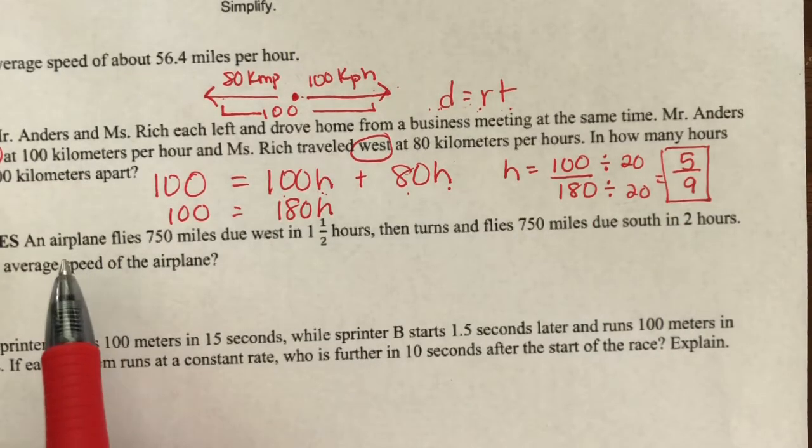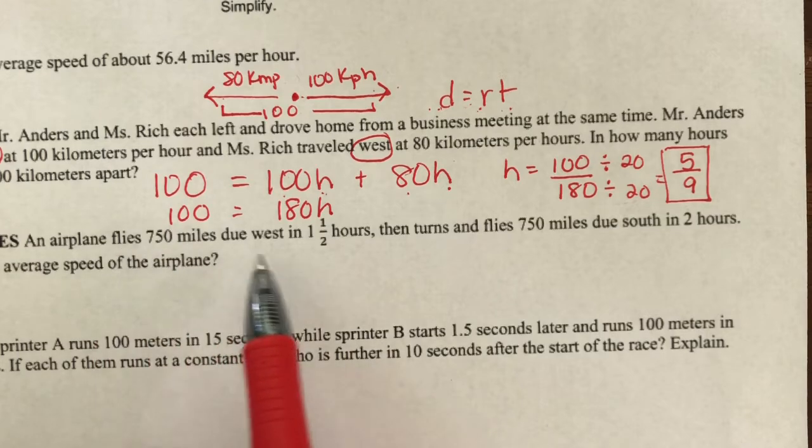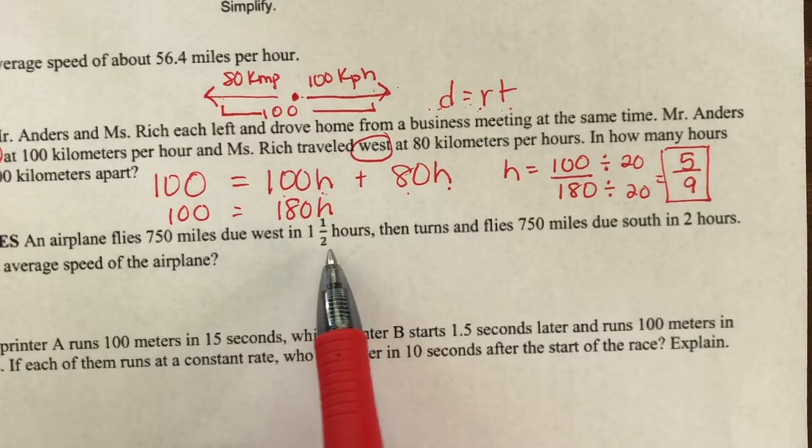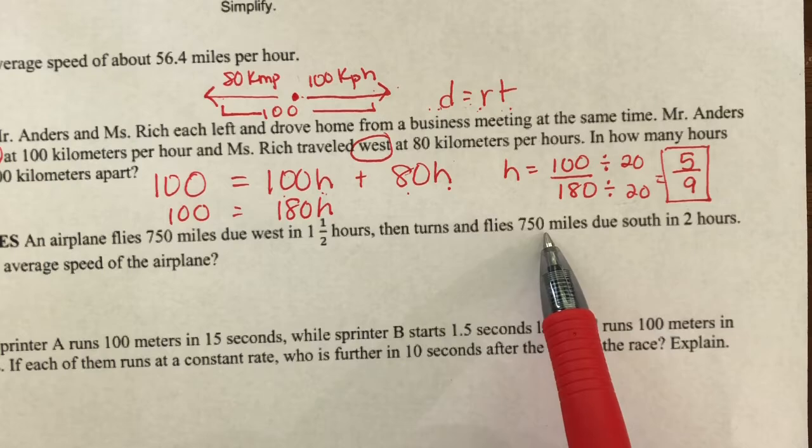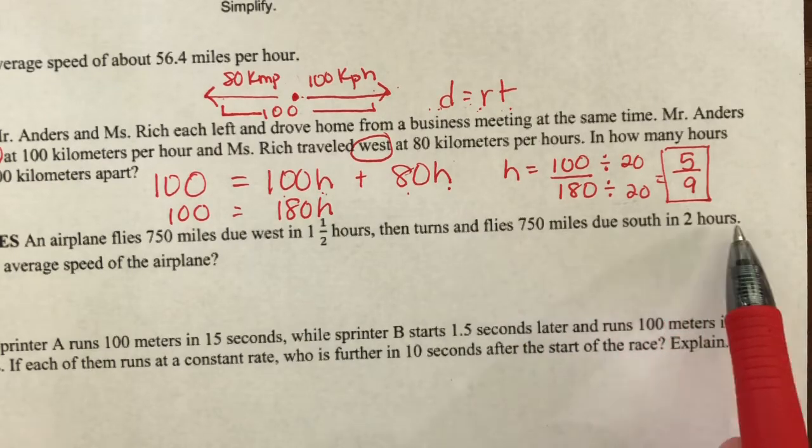Number 2, airplanes. An airplane flies 750 miles due west in an hour and a half, and then it turns and flies 750 miles due south in 2 hours.